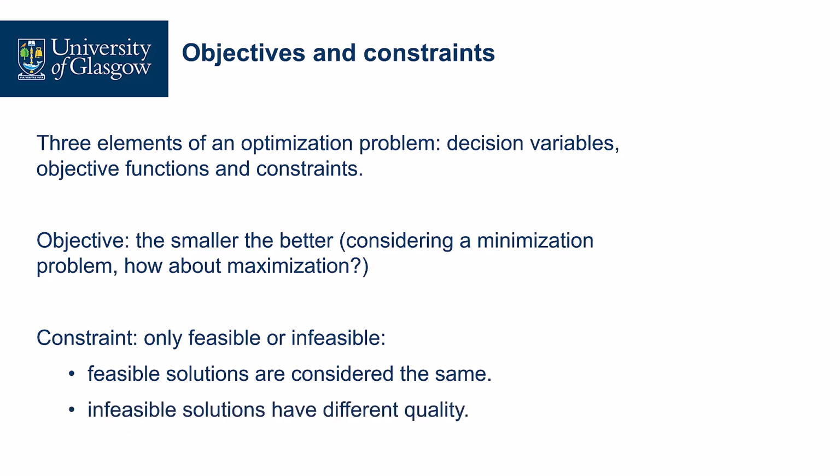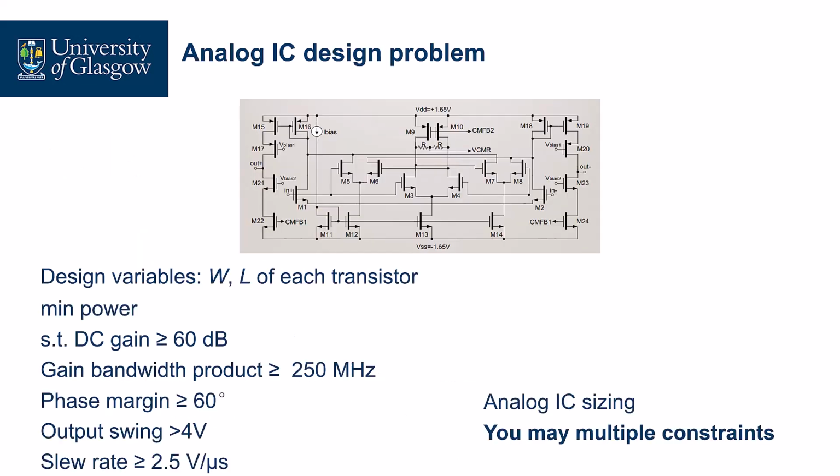Okay. Just now, I only showed one constraint. In real-world problems, we can have many constraints. So this is a real-world problem. This is an analog amplifier. If you are electronic engineers, microelectronics engineers in the future, focusing on analog IC design, you will see this problem, right? You can solve this problem by using optimization techniques.